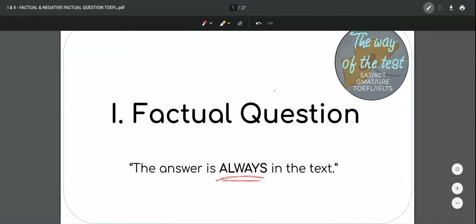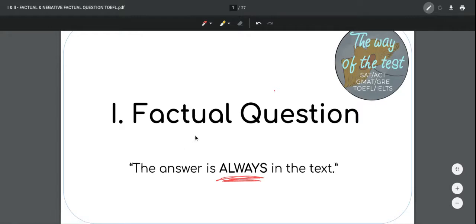What's the important thing about the factual question is that the answer is always in the text, okay? This is very important. Remember the principle of not bringing outside information and the only information existing being the information in the text? Well, this principle becomes very clear and very obvious in this factual question.